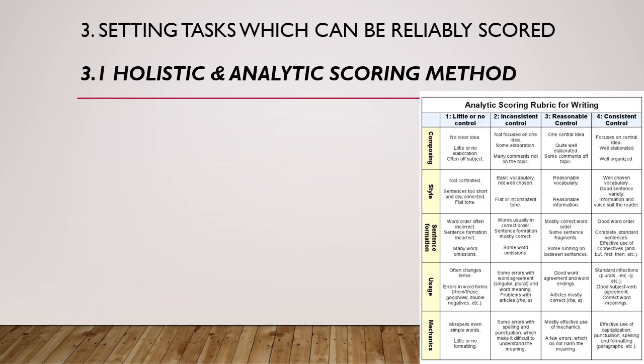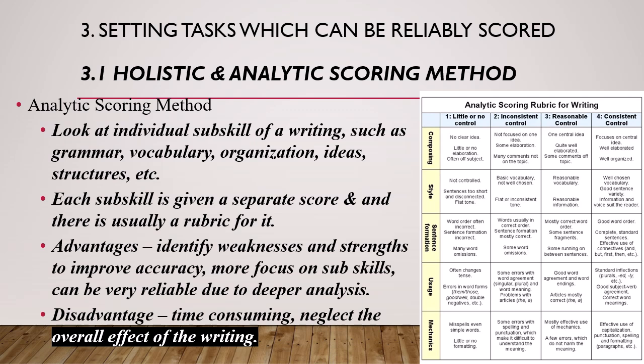Analytic scoring method, on the other hand, looks at different sub-skills of a student's writing to determine their ability. So unlike the holistic scoring method, the analytic scoring method doesn't judge a writing based on an overall impression, but rather breaks the writing down into separate categories such as grammar, vocabulary, organization, ideas, and structure, and then gives a separate score to each one of those sub-skills. And there's always a clear rubric for it.